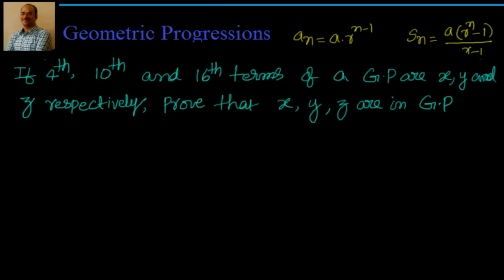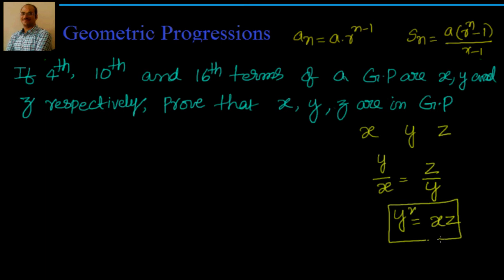Let's look at this one. If the 4th, 10th and 16th terms of a geometric progression are x, y and z respectively, prove that x, y, z are in GP. What is the meaning of that? x, y, z are in GP means x, y, z are in geometric progression. Then automatically we know y by x is equal to z by y, because we know a2 by a1 is equal to a3 by a2, which is equal to the common ratio. So what we have to prove is that y square equals xz.